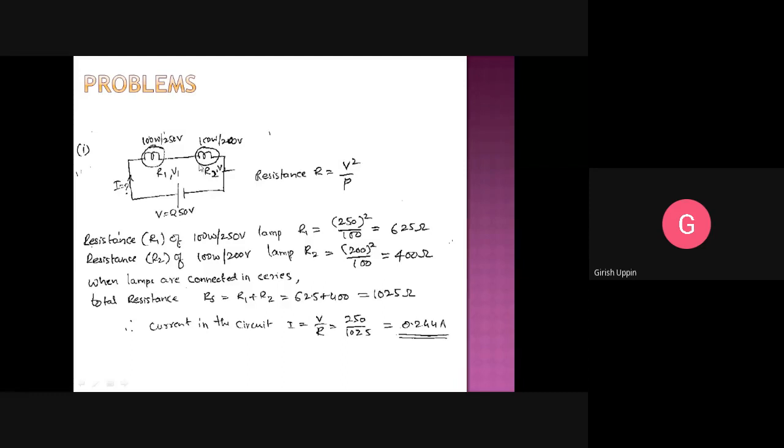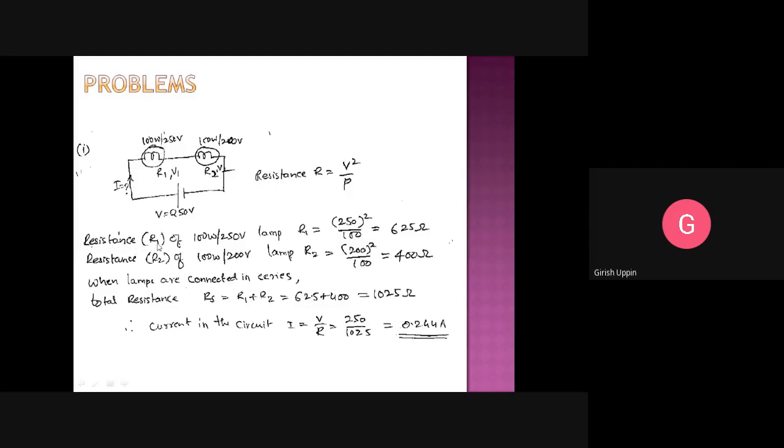Now, if we use the third formula, that is P is equal to V square by R. P is given and V is given. Therefore, we can rewrite the equation P is equal to V square by R as R is equal to V square by P. So, using this formula, I can find the resistance of this particular lamp.